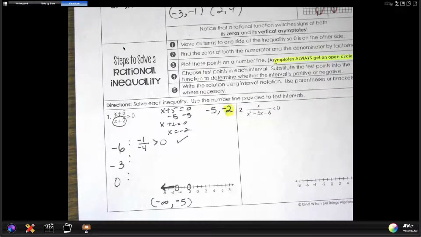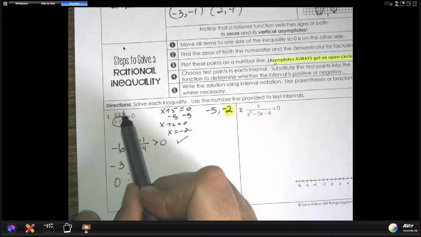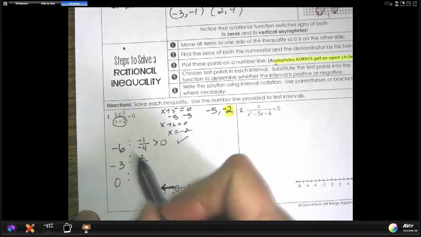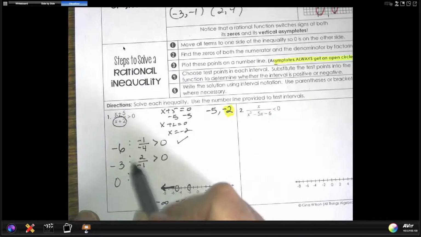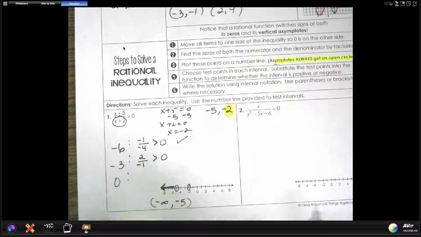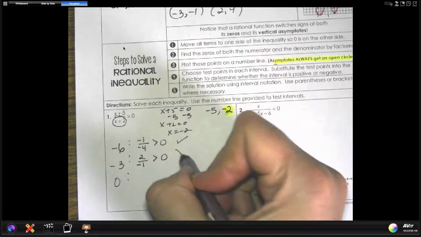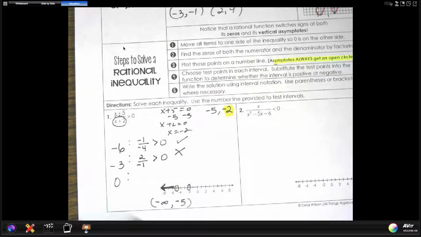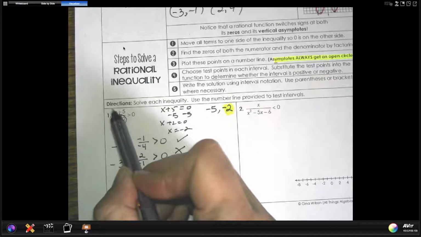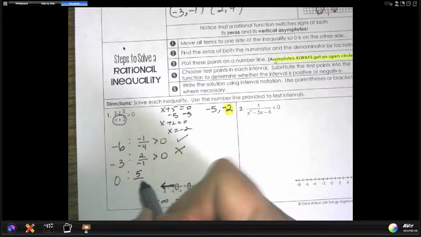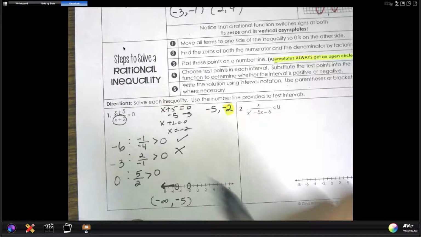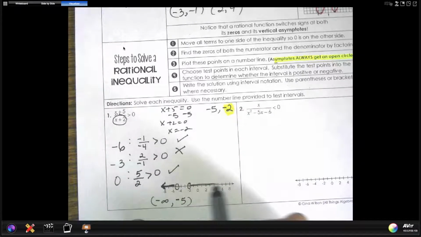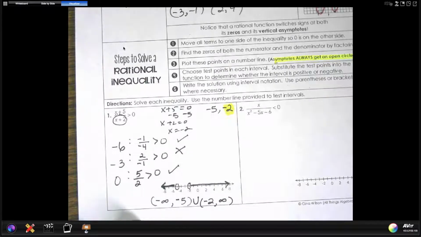Now let's try the -3. -3 plus 5 is 2. -3 plus 2 is -1. Is 2 over -1, which becomes a -2, greater than 0? No, this one doesn't work. Now I'm going to plug in 0. 0 plus 5 is 5. 0 plus 2 is 2. 5/2 is greater than 0. That works. I shade this way. So then I have union -2 to infinity.